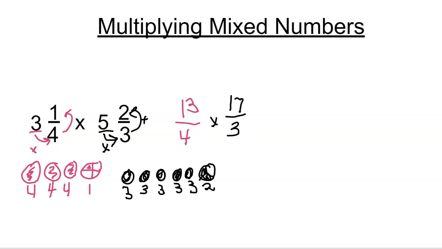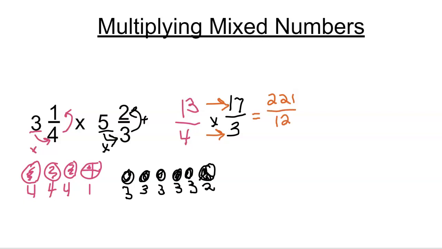Once we have them converted, we are going to multiply straight across the top and then straight across the bottom. We multiply across the top. That is called multiplying the numerators. So 13 times 17. 13 times 17 is 221. And then 4 times 3 is 12.